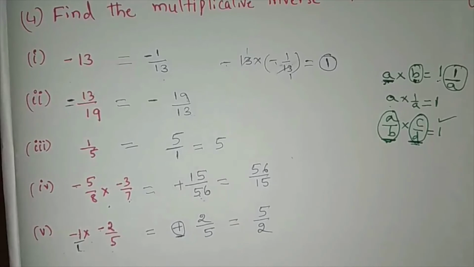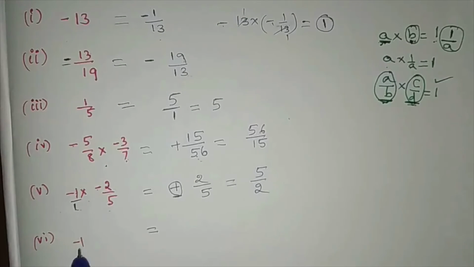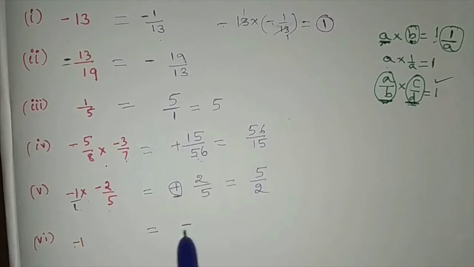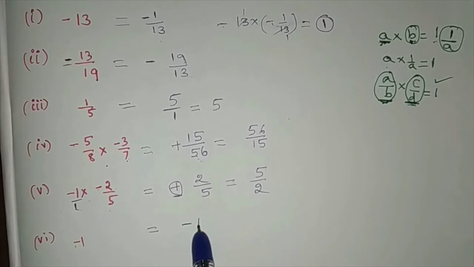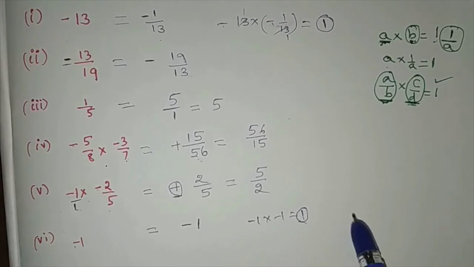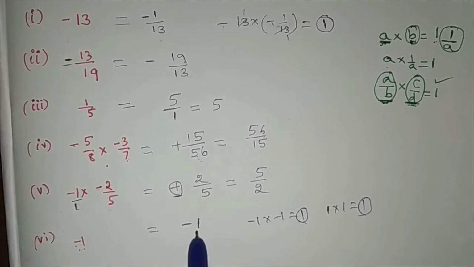Next, the multiplicative inverse of minus 1. That is our next one in the fourth question. Here, we have to find the multiplicative inverse of minus 1. So it is minus 1, and we have to write the sign as it is, minus. So the multiplicative inverse of 1 is 1 itself. That's it. See, if we multiply minus 1 into minus 1, we will get 1. If we multiply 1 with 1, that is 1. So the multiplicative inverse of minus 1 is the number itself.